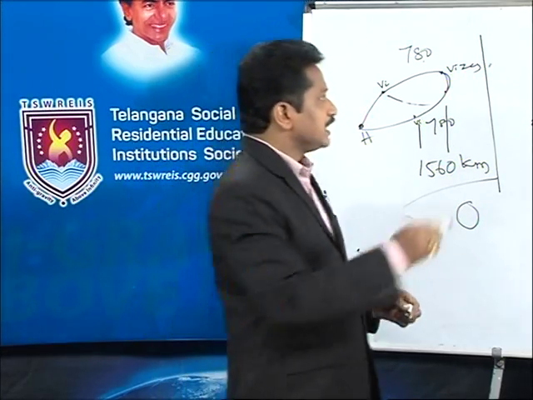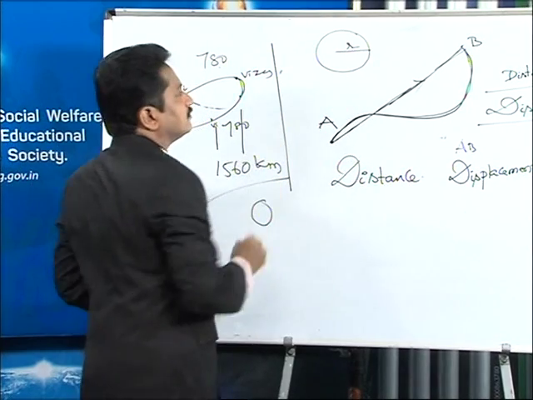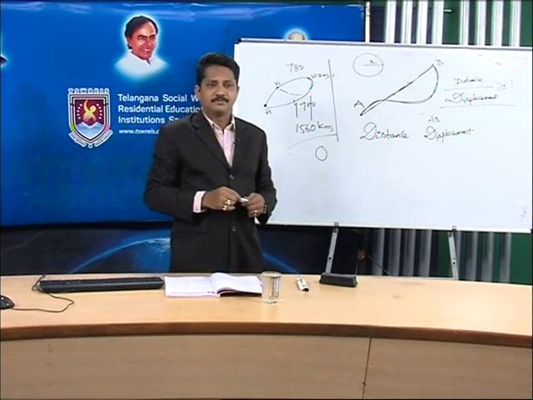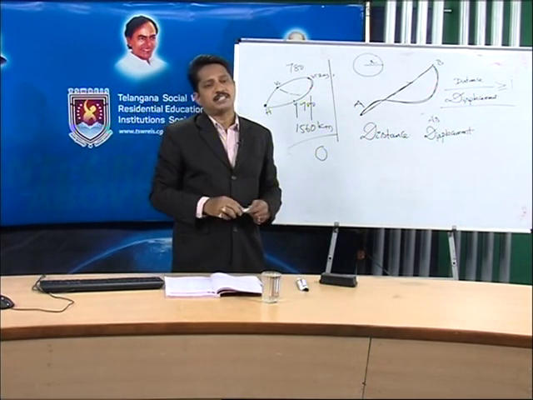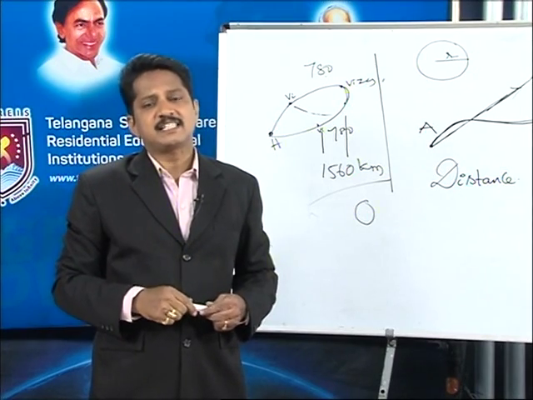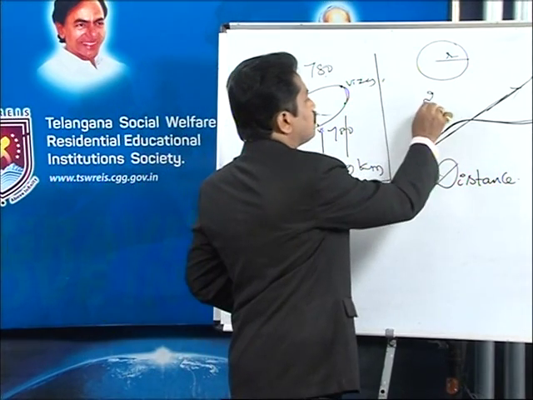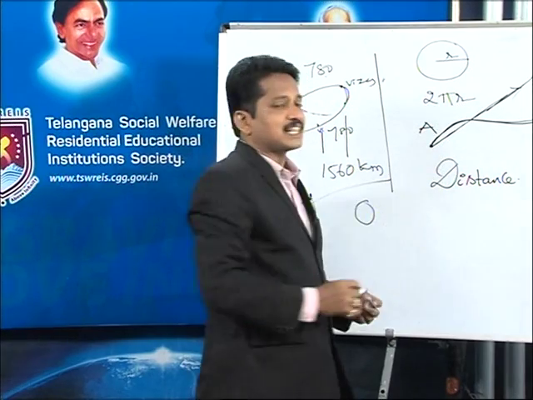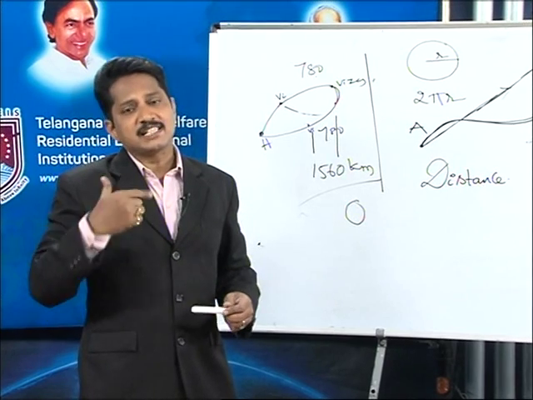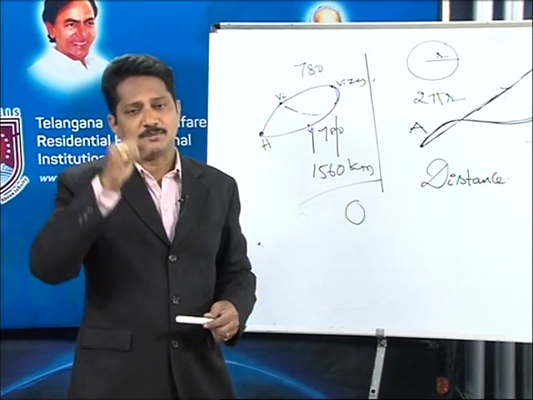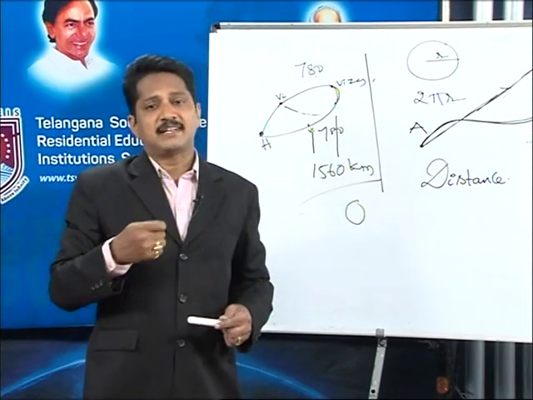For example, if the body is moving in a circular path of radius r, and it completes one rotation, then what is the distance travelled by that body? Here it is simply 2 pi r, which is the circumference of the circle. And what is the displacement? Displacement is 0. Clear?